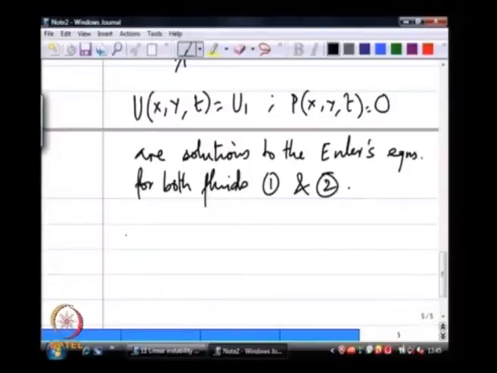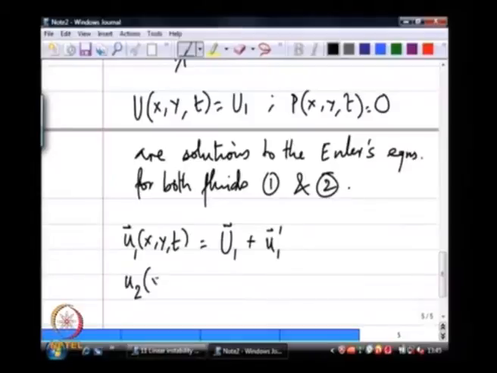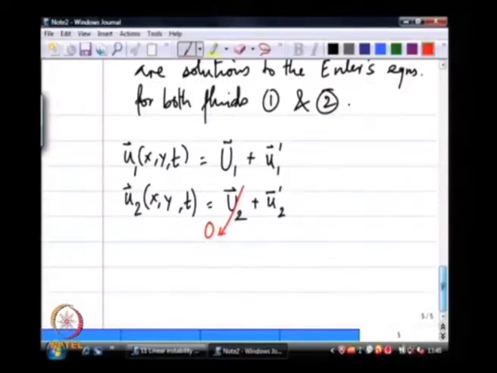Now, if I take a perturbation quantity, so if I take my perturbation velocity field to be equal to u 1 plus u 1 prime, I am using the vector notation. We have chosen u 2 to be equal to 0.